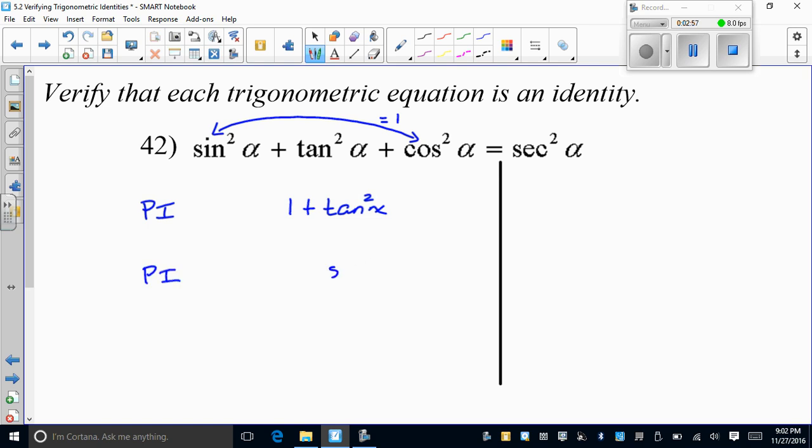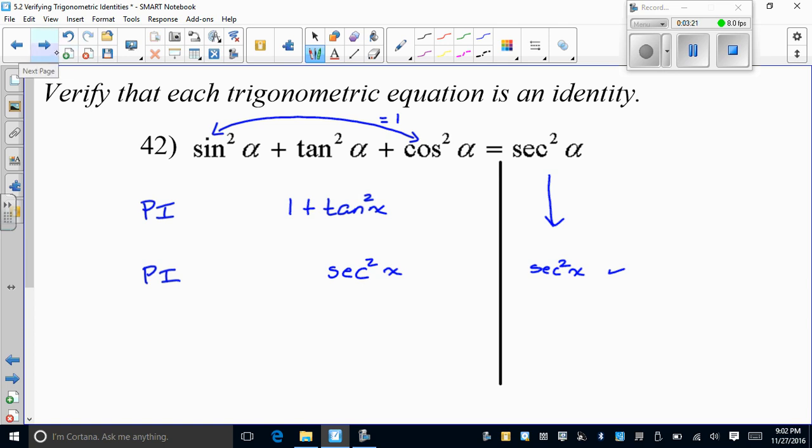Okay, at least stick with the same variable. And I bring this guy down, and lo and behold, there it is. Secant squared of x. Done. Okay, again, knowing your identities, you're going to get through this faster, and if you, of course, know algebra.